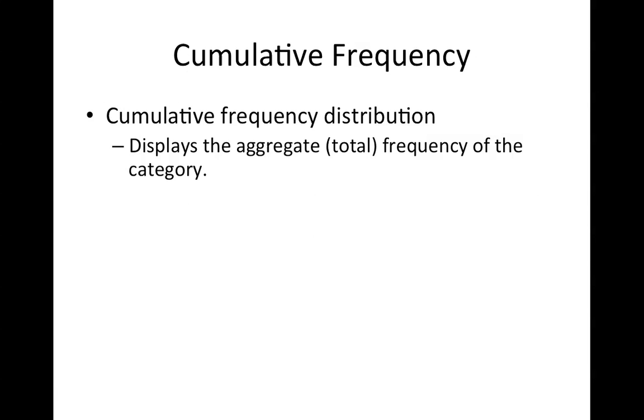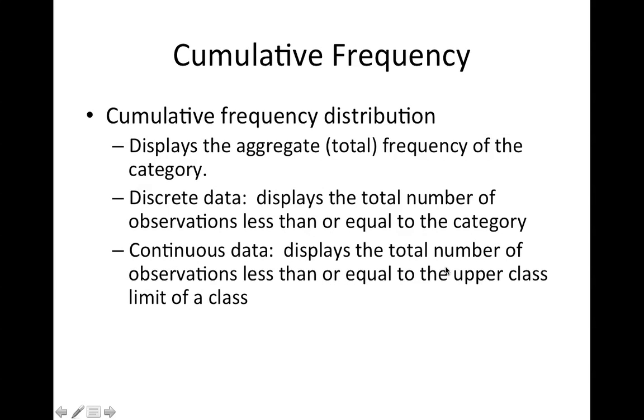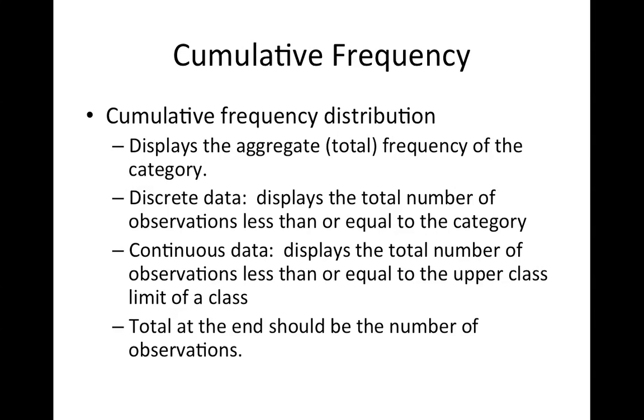Now let's talk about cumulative frequency. Cumulative frequency displays the aggregate or total frequency of the category. And discrete data displays the total number of observations less than or equal to the category, or for continuous data, the total number of observations less than or equal to the upper class limit of a class. So what we're really doing is we're adding up all these frequencies, and at the end, the total should be either the number of observations if you're talking cumulative frequency, or if you're talking cumulative relative frequency, the total should be 1, because remember, we're adding up percentages with that.